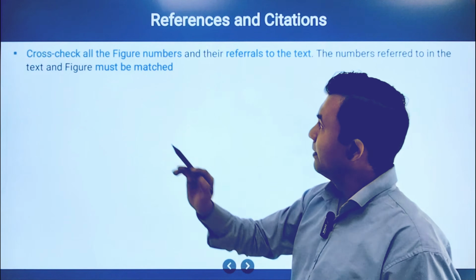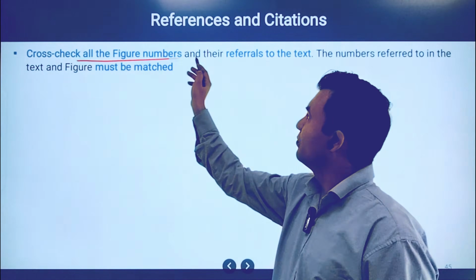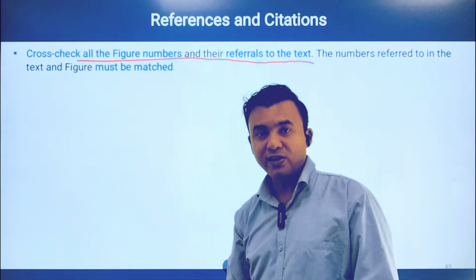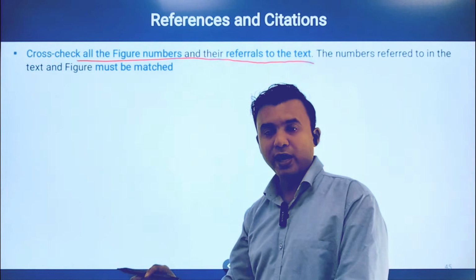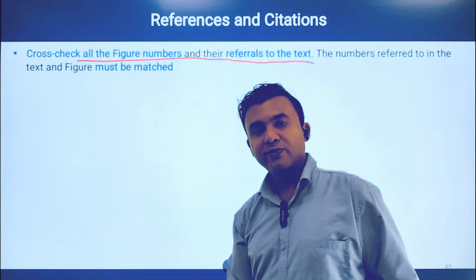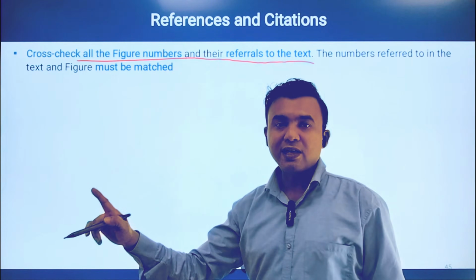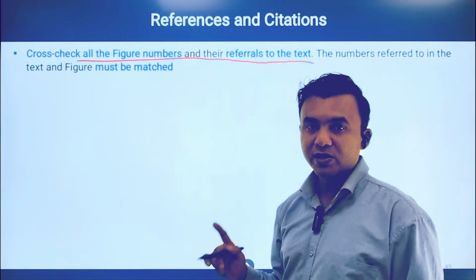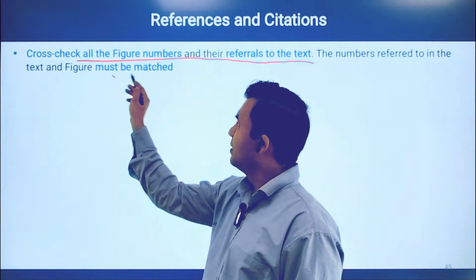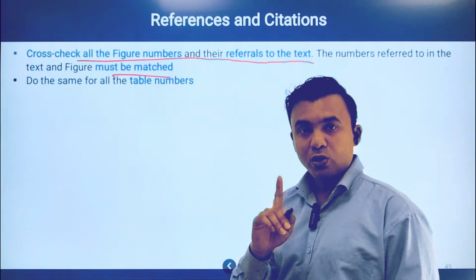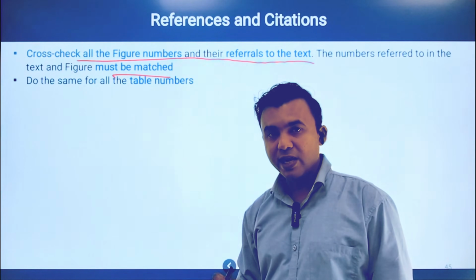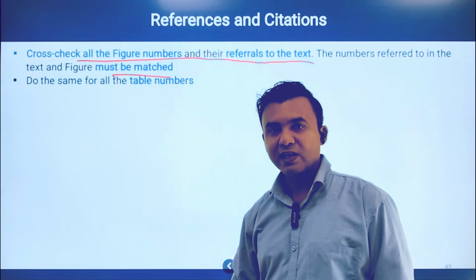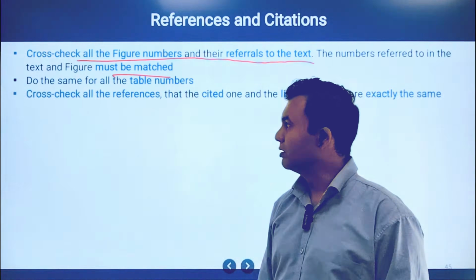References and citations. Cross-check that all figure numbers are referred to by the same number in the text. So let's say if I am writing as shown in figure number 3. Now the referral in the text must be exactly matching with the figure number given in this document. They must match. Do the same for the table number, such as let's say if I am writing as demonstrated in table number 3, it must be exactly matching with that particular table.